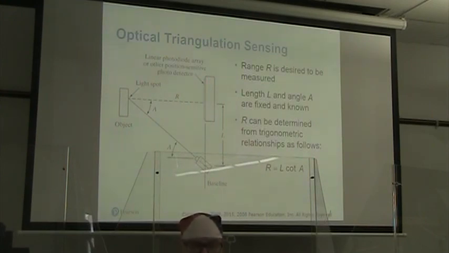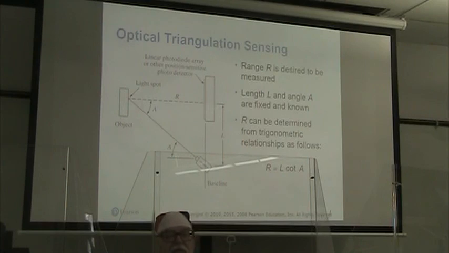With optical triangulation, we are shooting a light at the object. We use a linear photodiode array or some other kind of photo detector. So we want to measure the range R here. Our length L and our angle A are both fixed, and we know what those are. So our R can be determined from the trigonometric relationship R equals L times cotangent A.